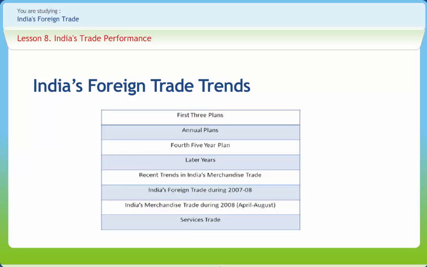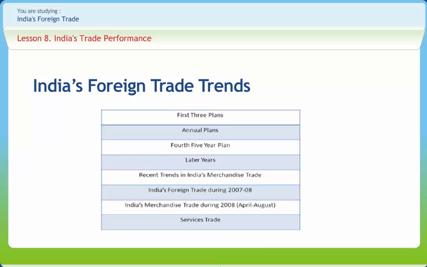Imports rose progressively during the next 4 years, reaching a level of rupees 1409 crores in 1965-66. Over the third plan, imports averaged rupees 1245 crores a year. There was a significant change in the commodity composition and directional pattern of exports during the third plan. The dynamism in India's exports during the third plan period is attributable to the increase in the production base, both agricultural and industrial, and the generally favorable climate of international trade.